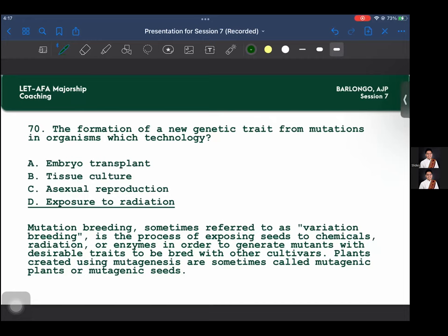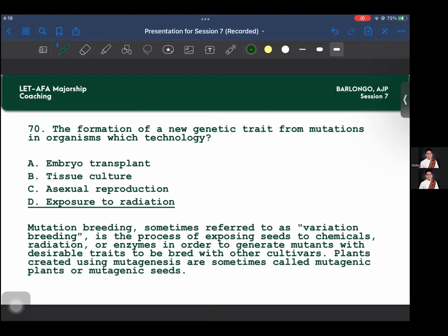Ayan. So formation of new genetic trait, actually it does not happen in tissue culture and asexual reproduction. And of course, in embryo transplant din kasi hawak pa rin niya yung traits of their parentals. So in tissue culture, meron tayong tinatawag dyan na true to type, which means kung ano yung characteristics ng mismong tissue na inilagay mo doon, it will also be the characteristic of your plantlet. Same through with the asexual reproduction.